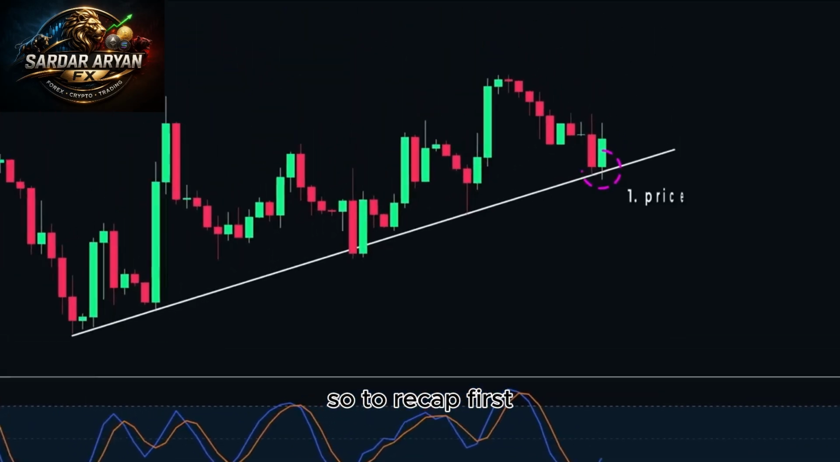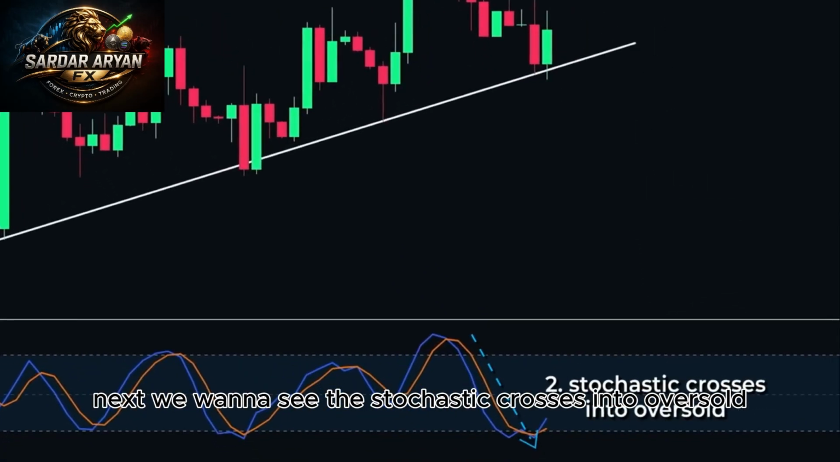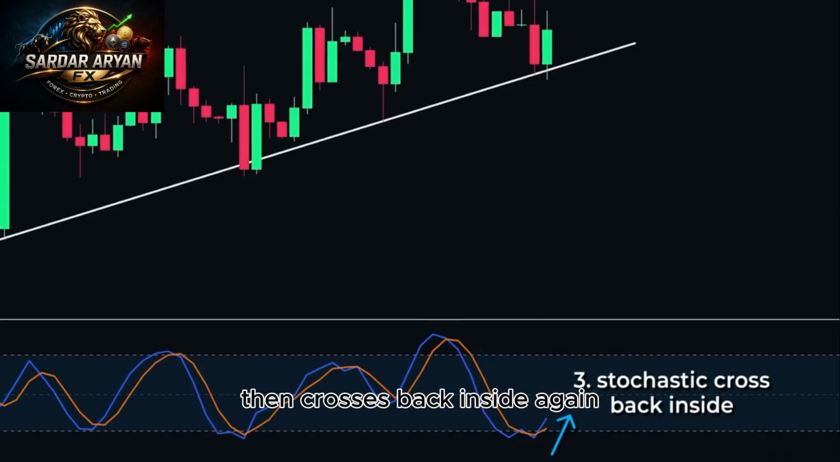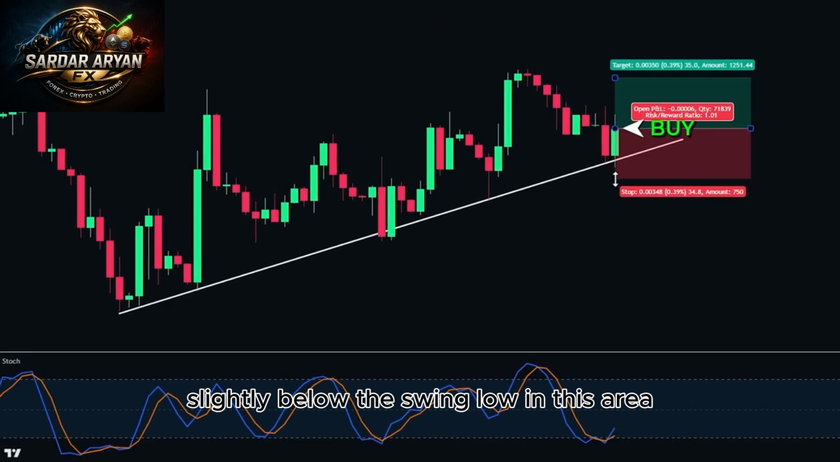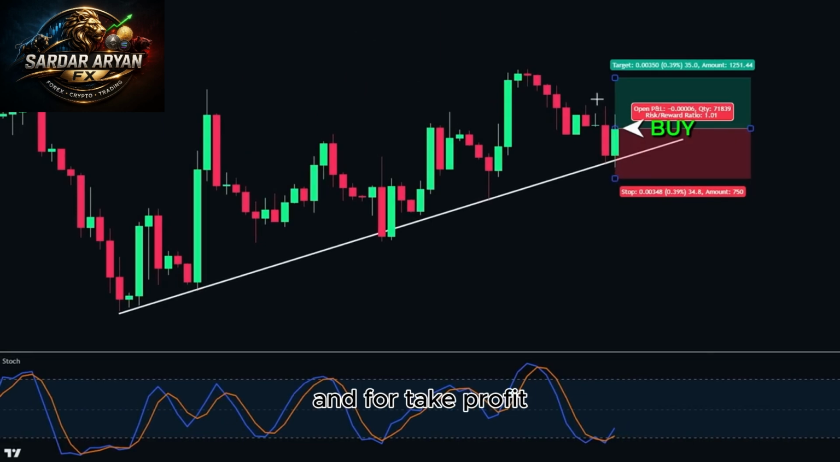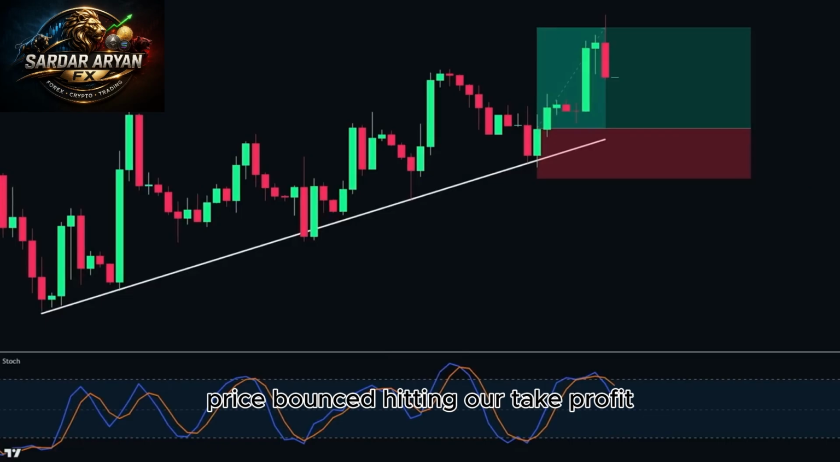So, to recap, first we want to see price approaching the trend line area. Next we want to see the stochastic crosses into oversold, then crosses back inside again. Once these signals are met, I open a buy position. For the risk management, we set our stop loss slightly below the swing low in this area. And for take profit, we target 2 times the size of our stop loss. And as you can see, price bounced, hitting our take profit.